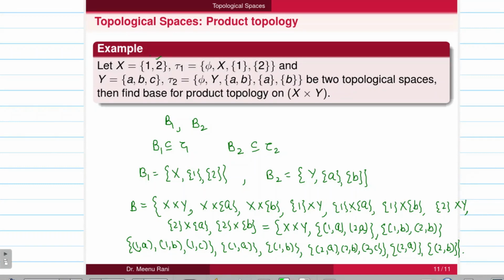So here we finish our first unit, in which we have discussed some basic concepts of the topological spaces. Hope you understand it. In the next units, we will use these concepts to discuss the other properties in topological spaces. Thank you.